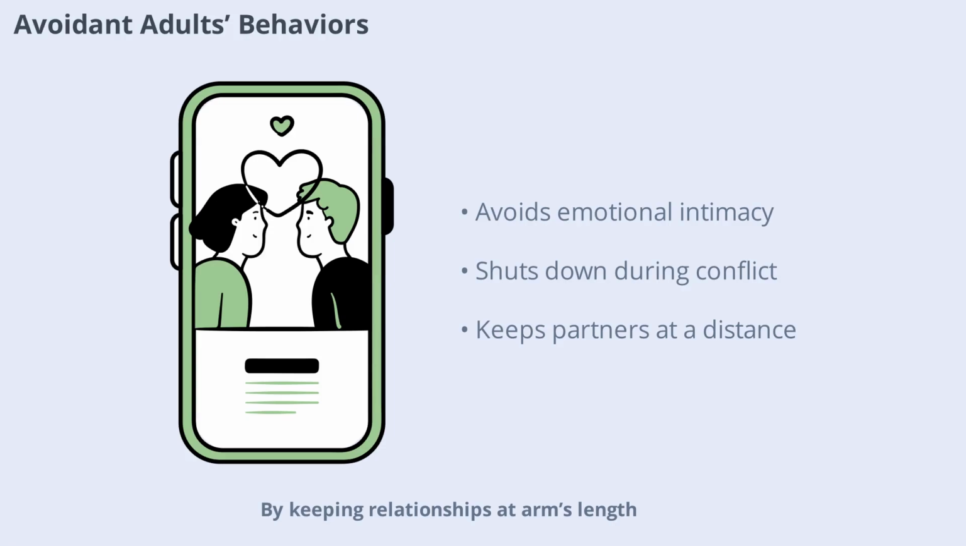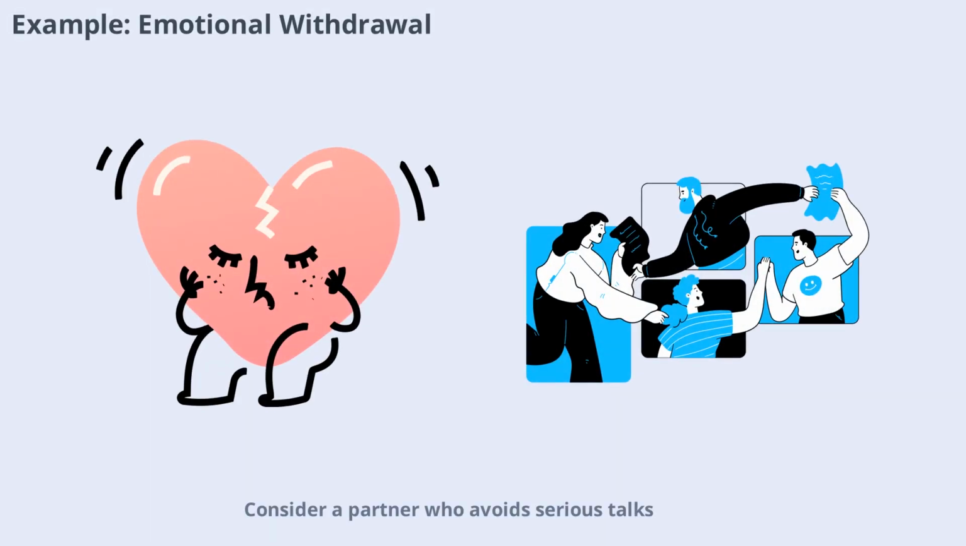By keeping relationships at arm's length, they hope to avoid the pain of unmet needs. However, this can leave partners feeling isolated and disconnected. Consider a partner who avoids serious talks or becomes distant when emotions run high. This is a classic avoidant response, pulling away to maintain a sense of control and safety. While this strategy may have helped them cope as children, it can create barriers to deep connection in adult relationships. Recognizing this pattern is crucial for both partners to foster understanding and growth.